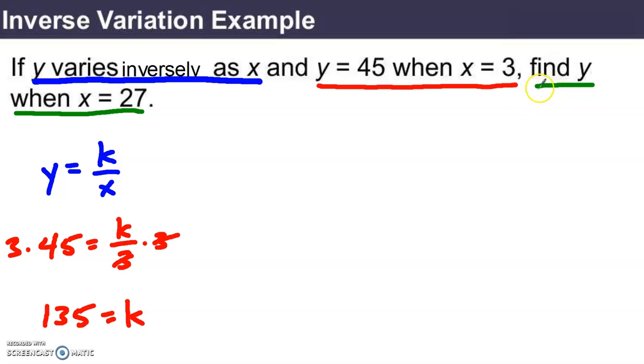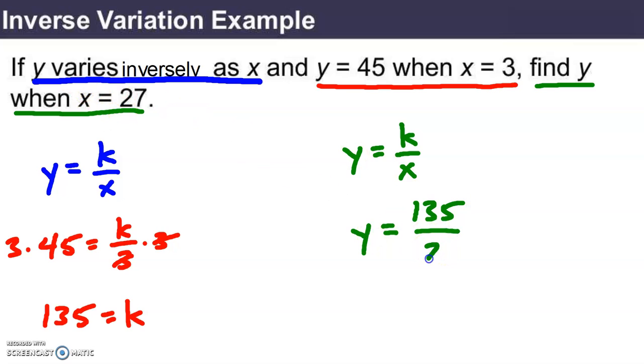So now can we use the information we know to find y when x is 27? Sure. Because now if I go back to the equation y equals k divided by x, I know what k is. I know what that constant of proportionality is here. So I get y equals 135 divided by, we're trying to find y when x is 27.